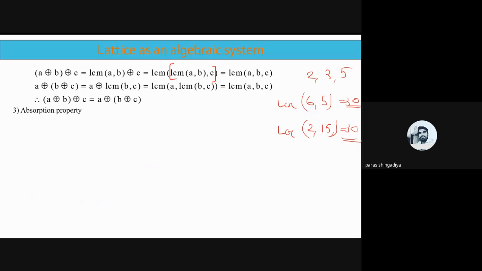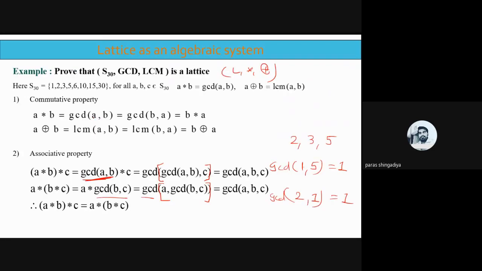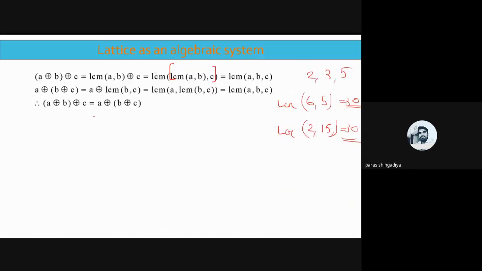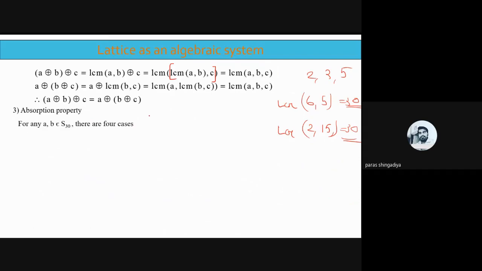But now the third one is important for us because it includes 4 various types of cases. Because we have S30, the set mentioned here. Okay, that is given here. So in S30, the values are 1, 2, 3, then 5, 6, 10, 15, and 30. Clear? The set we have is S30. Now check this whole number.